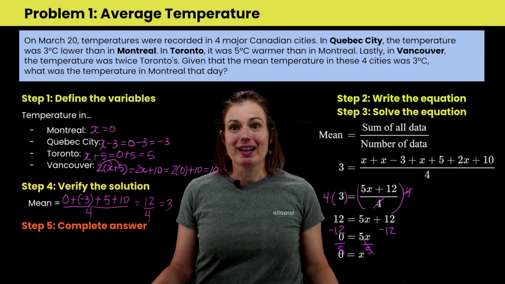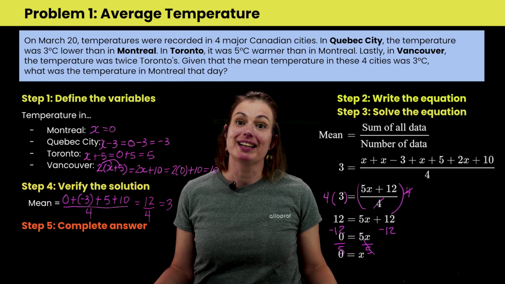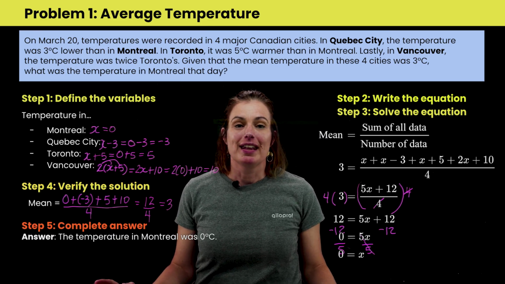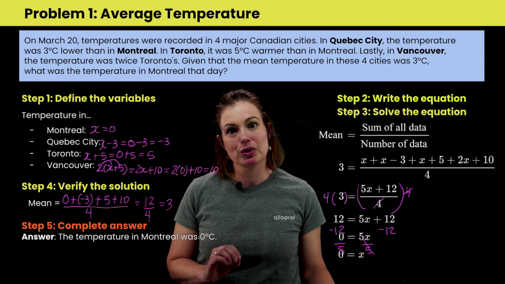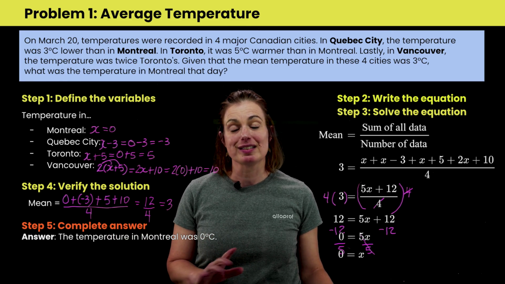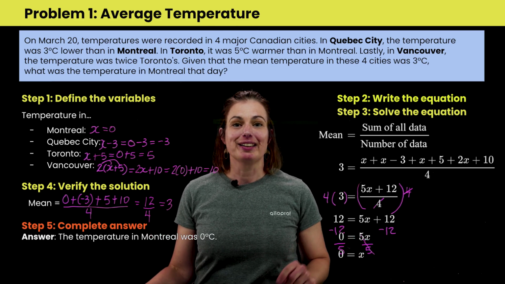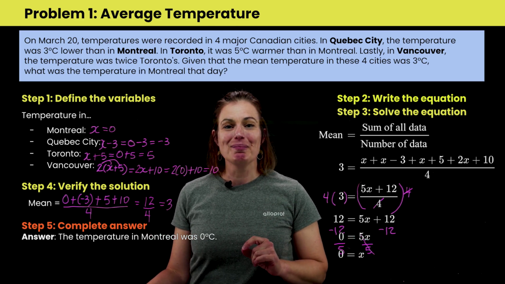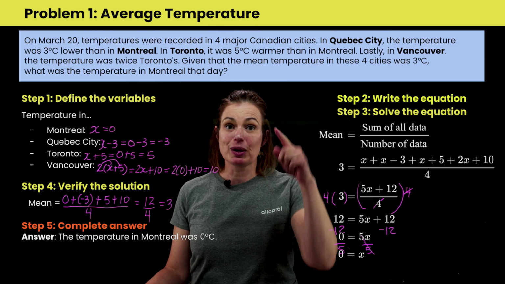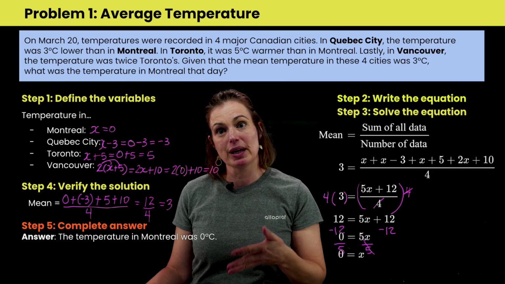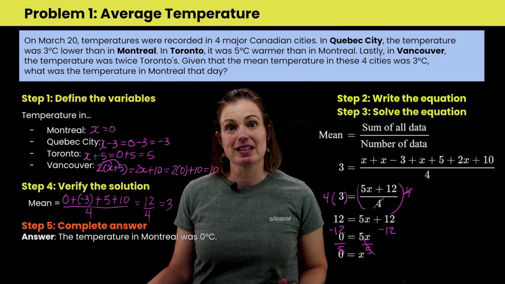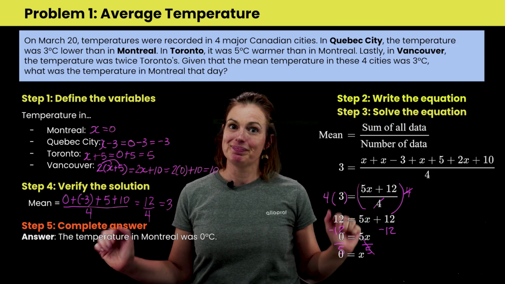I just have my one last step, which is to complete my answer. And that includes just writing a little sentence. So my answer is that the temperature in Montreal was 0 degrees Celsius, which is exactly what I calculated. I'm super happy about that. I don't need to go any further because my question just asked me about Montreal. So I don't actually have to include any of the other cities in my completed answer and my sentence at the bottom. So I'm done.